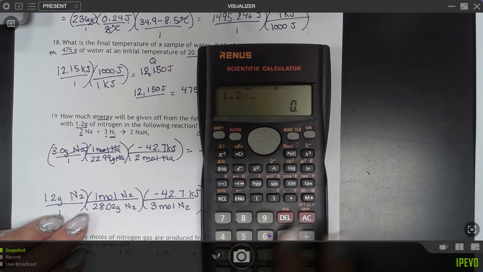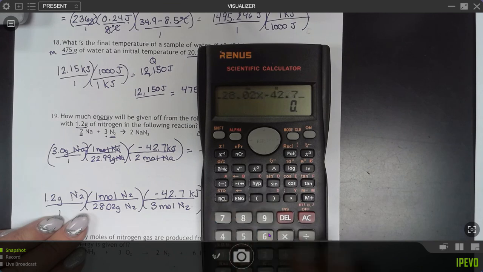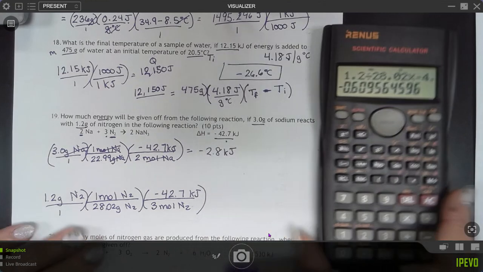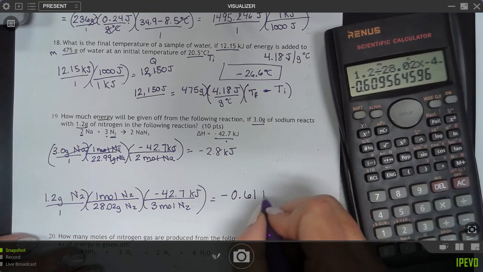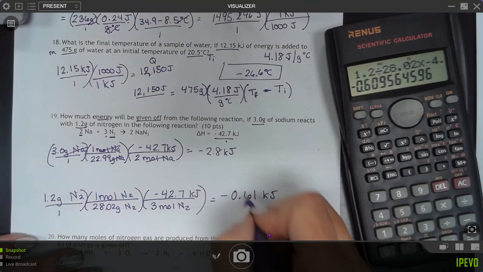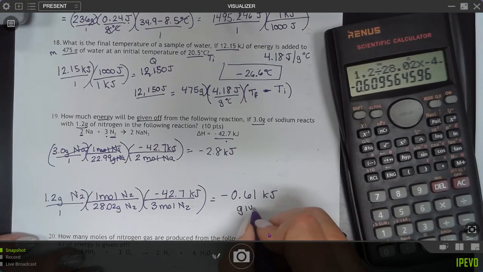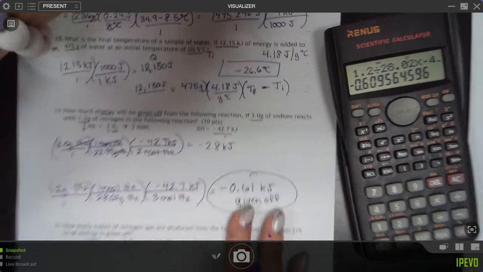Oh my goodness. Divided by 28.02 times negative 42.7 divided by 3. That gives 0.6095, so I'm going to round that to negative 0.61 kilojoules. Okay, so this is given off. You want the smaller, so 0.61 kilojoules is given off. Okay, one more.